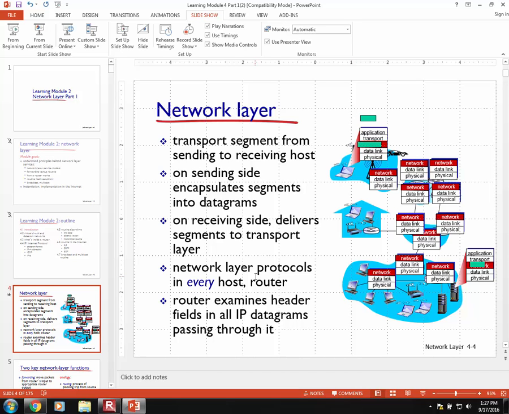Unlike the application and transport layers, which really operate at the host, at the two end stations, the network layer protocol is actually running and being used not only on individual hosts, but on routers throughout the network as well. And the routers are going to basically examine the header fields in all the IP datagrams and do what we call forwarding. Actually, routers do forwarding and routing, which we will talk about on the next slide.